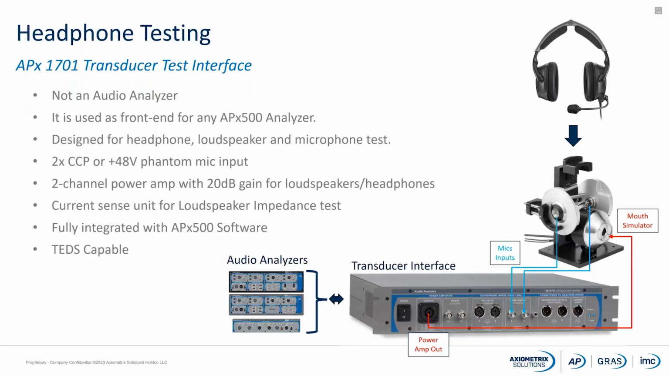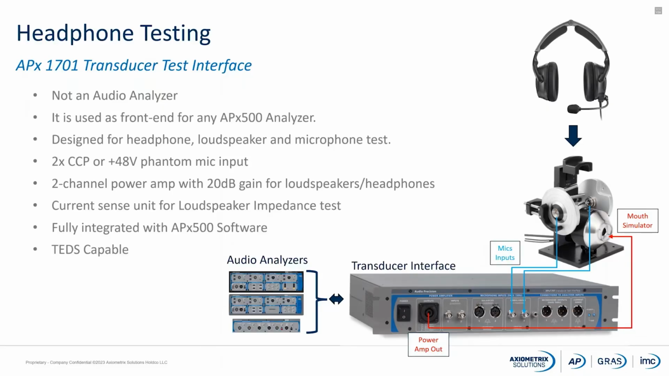This device, this transducer interface, is basically adding some capabilities to the analyzer. For example, we are adding a power amplifier that can be used to drive a loudspeaker or a pair of headphones. We also have microphone inputs with plus 48 phantom power or with CCP, ICP power supply for measurement microphones. And we also have a current sense input for loudspeaker impedance test if that's needed. This device is compatible with TEDS, so if you're using measurement microphones or any sensor with a TEDS chip, you will be able to rely on this technology.